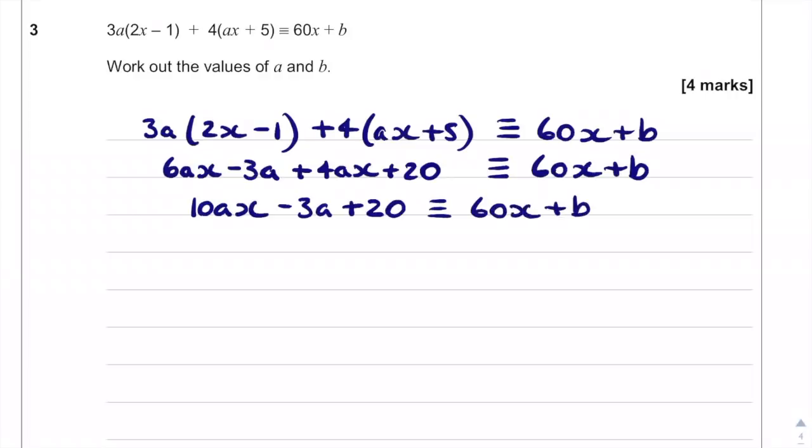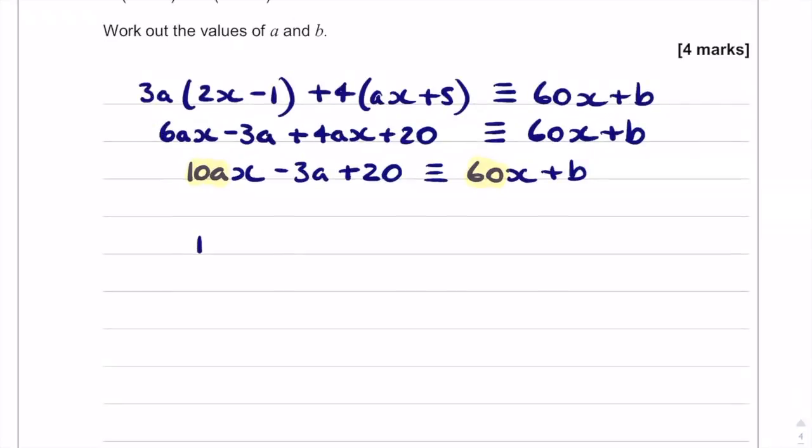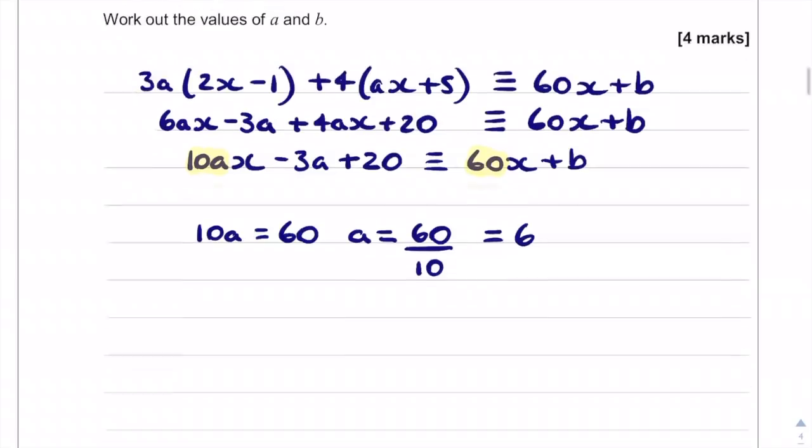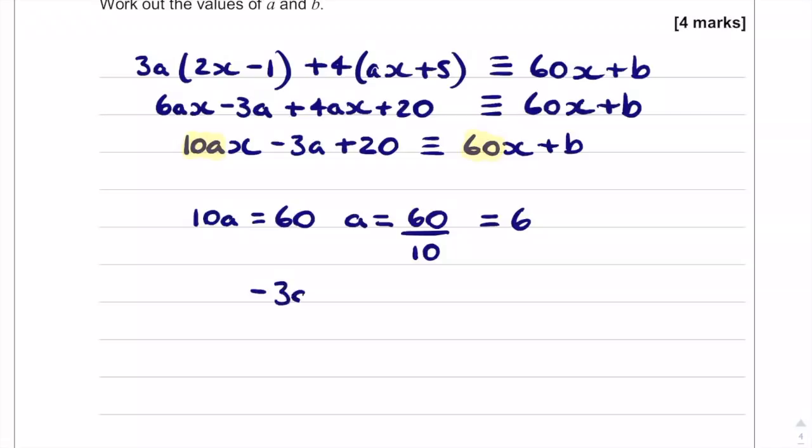Now to find the value of a, we can compare these coefficients. We can compare 60 with 10a because they are our coefficients of x. So we're going to have 10a is equal to 60, so a is equal to 60 over 10, which is equal to 6. And then to find the value of b, well, we haven't got any other coefficients of x, so we can just say that minus 3a plus 20 is equal to b.